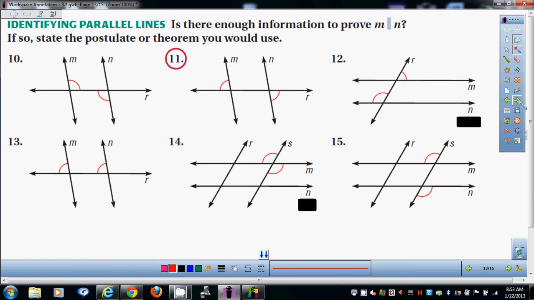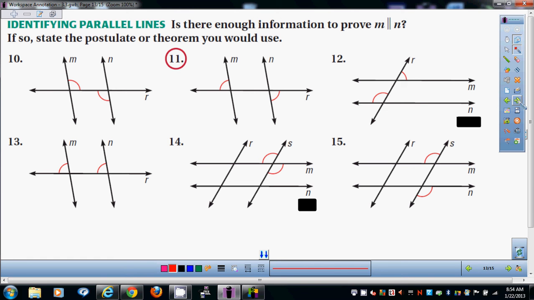Line R. Completely unnecessary. Cover that up. What kind of angles are those? Alternate exterior. Do we have a theorem that says they should be congruent? So that would be yes by the alternate exterior angles converse.